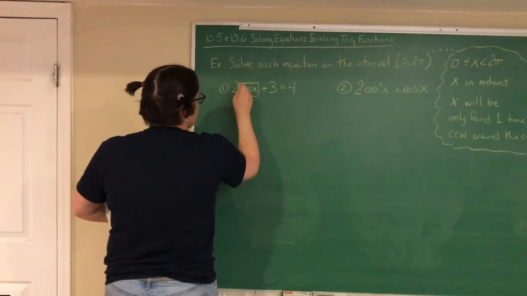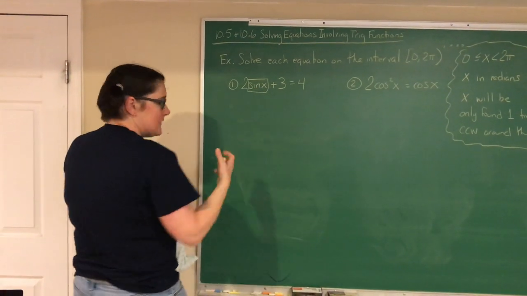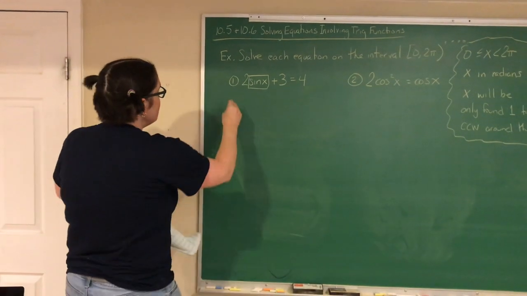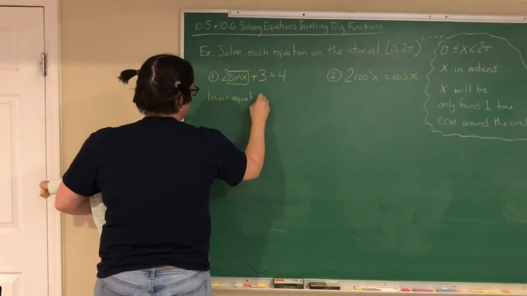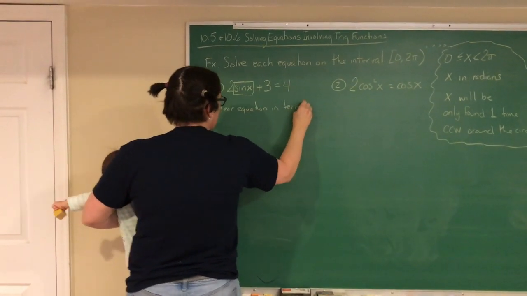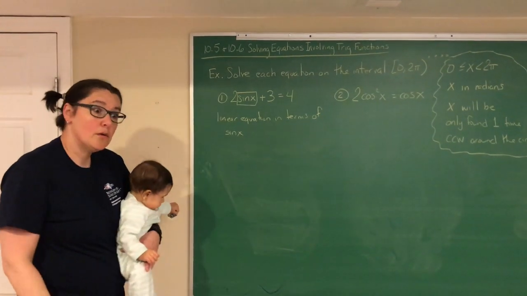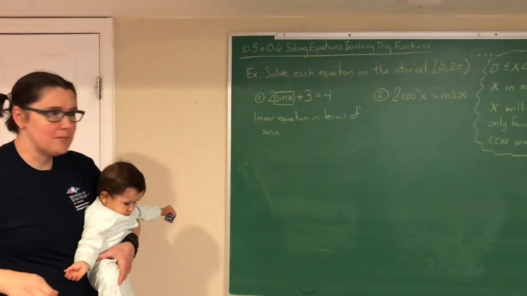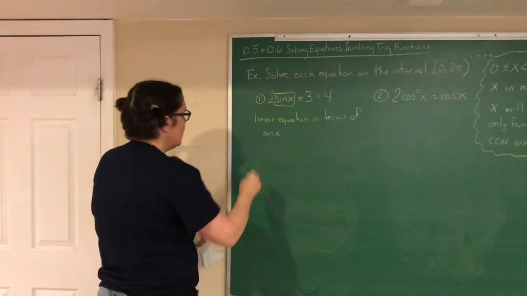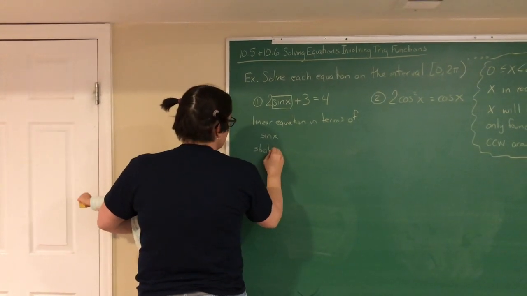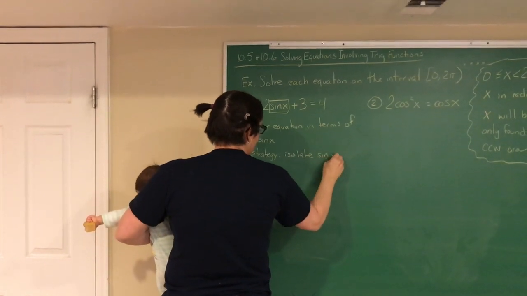So I see my trig function in here, and it's sine of x. And in terms of that sine of x, thinking of that as kind of a block, this is a linear equation in terms of sine of x. So like that first example that we did in our preliminary, because this is a linear equation in terms of sine of x, my strategy is going to be to isolate the sine of x term.